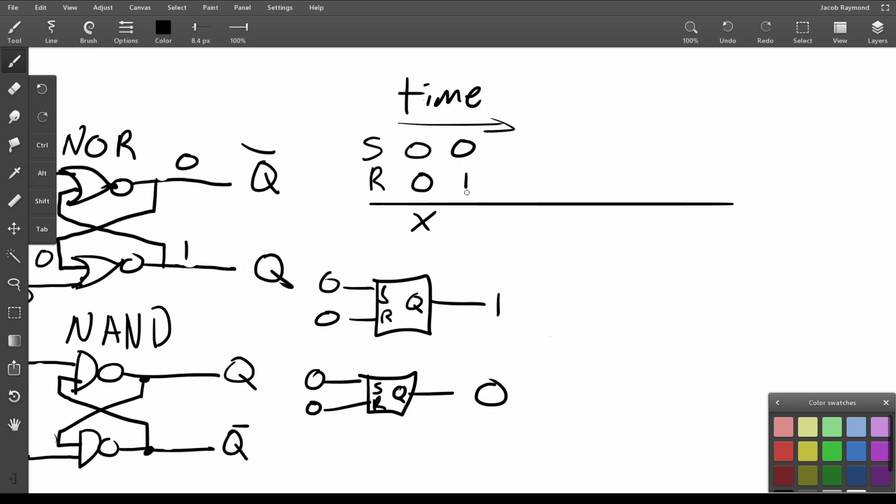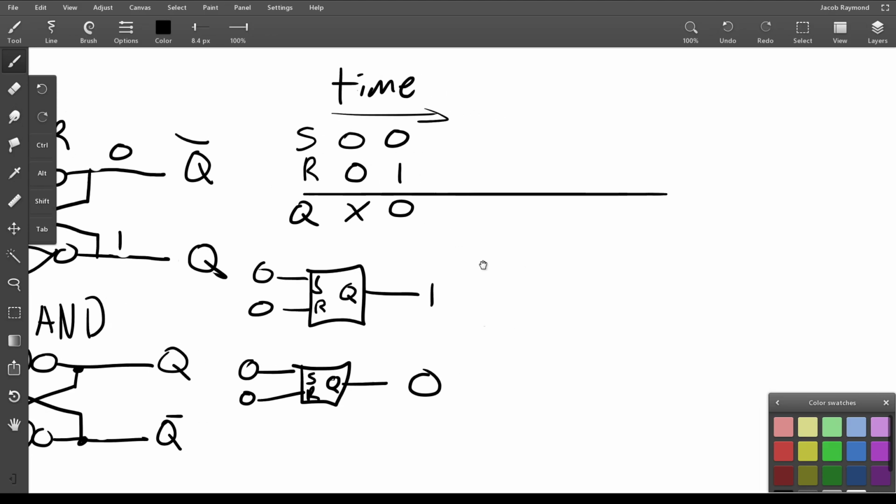So let's say now I input 0, 1. Well, that means it would reset the state back to 0. So now my output Q here would just be 0 by definition of that truth table. If you set R to 1, and R is the only thing that's a 1, it just sets the output Q to 0. Well, now if I go back to 0, 0, well, 0, 0 just says basically keep the same output that you just had. So that'll be a 0.